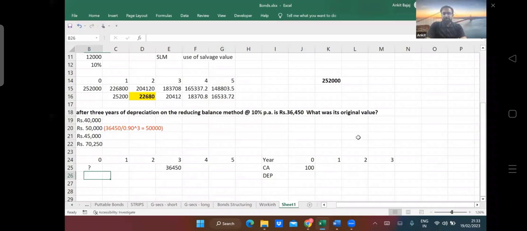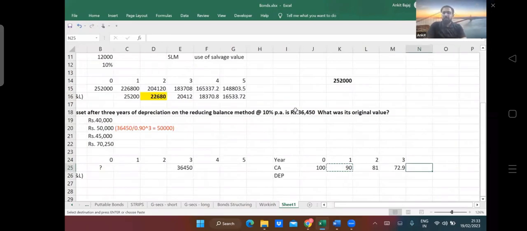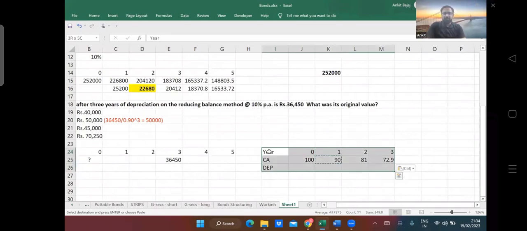Now, instead of calculating depreciation, what I can do is directly take 90% of 100 rupees, and I will get the value. If I take 90% of 100 rupees, I will get the carrying amount for each year, right? I will simply take the 90%. Or otherwise, there is another process you can follow.